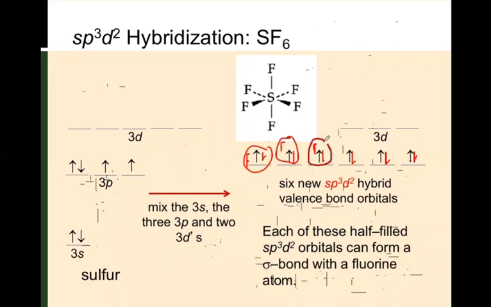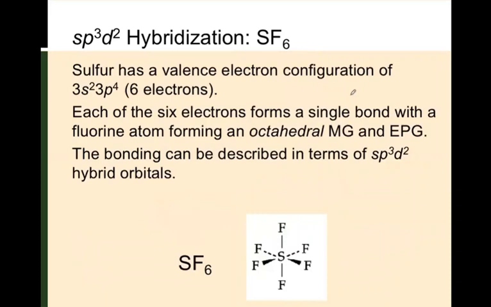Okay, you get the idea. And basically, this is how it forms the bonds with each of the fluorines. And so we end up with a structure which looks like this. So the hybridization here in SF4.